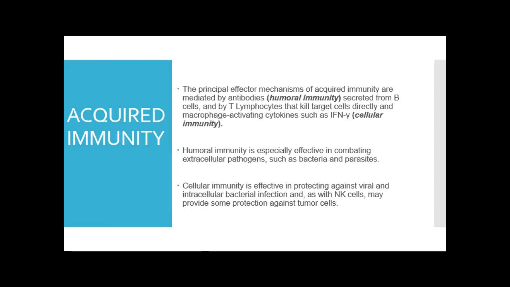In acquired immunity, the principal effector mechanisms are mediated by antibodies, which is your humoral immunity, which is secreted from B cells, and by T lymphocytes that kill target cells directly, and macrophage activating cytokines such as IFN gamma, which is your cellular immunity. Humoral immunity is especially effective in combating extracellular pathogens such as bacteria and parasites, while cellular immunity is effective in protecting against viral and intracellular bacterial infection, and as with natural killer cells, may provide some protection against tumor cells.